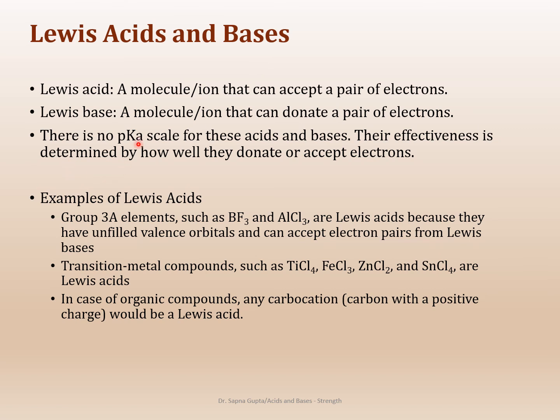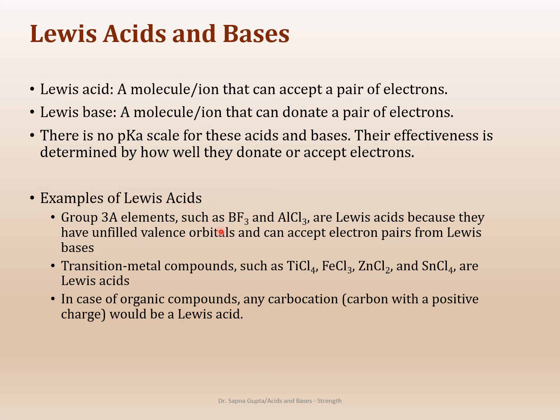There is no pKa scale for these acids and bases because there is no proton donation going on. And so you cannot calculate how many electrons are in solution and so on. So there is no pKa scale for this. Their effectiveness is measured only by how well they can donate or accept an electron. Sometimes they're slightly better than the others just because they are more in need of an electron or more capable of giving an electron. Examples of Lewis acids are group 3 elements.